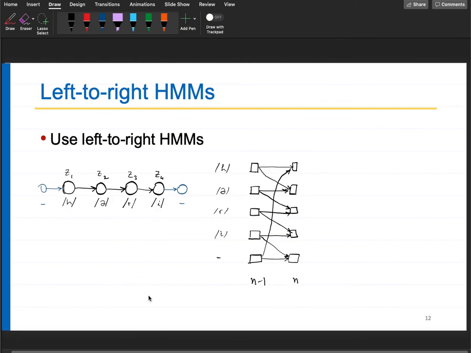Is this clear? So in the data which you collected for speech recognition, audio event detection, right? Audio event detection data which you collected. Can you use HMMs to model your data, to classify your data?